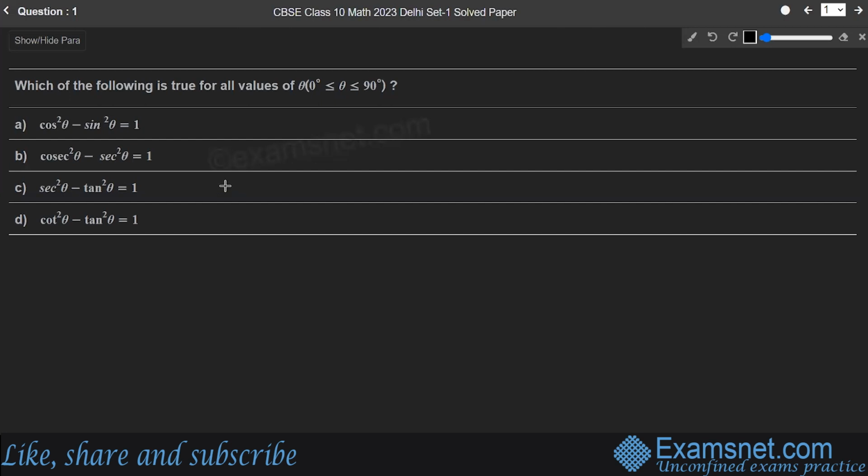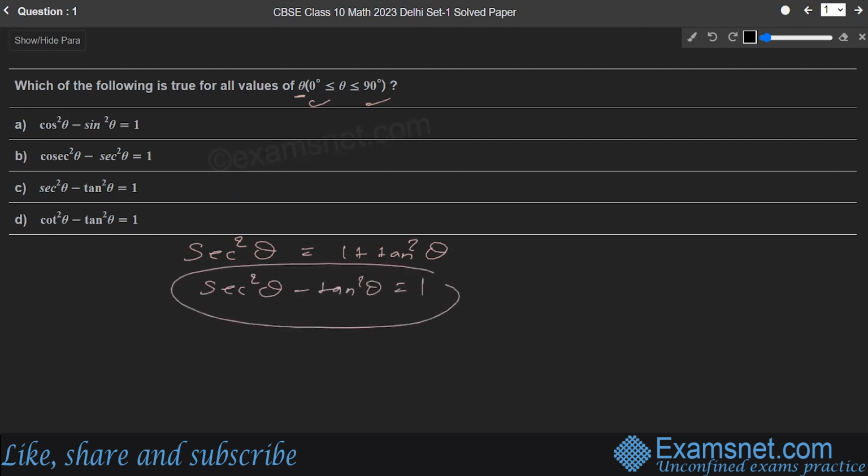Okay, so they say which of the following is true for all values of theta, where theta lies between 0 and 90 degrees, that is theta is an acute angle. So there is an identity, that is sec square theta is equal to 1 plus tan square theta. There is a trigonometrical identity named this. So if you change the side of tan square theta, it becomes sec squared theta minus tan square theta is equal to 1. And that exactly matches with option C given. So that is the true one. Rest of the ones are not right. So option C is the right answer.